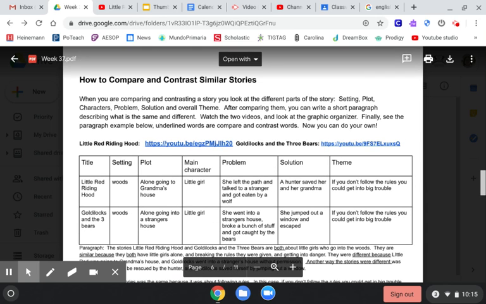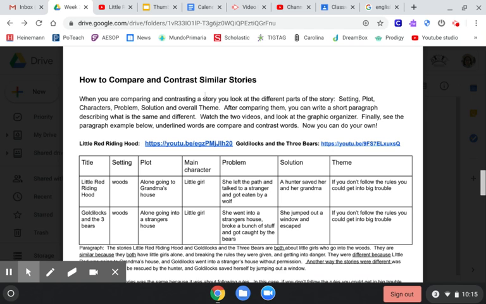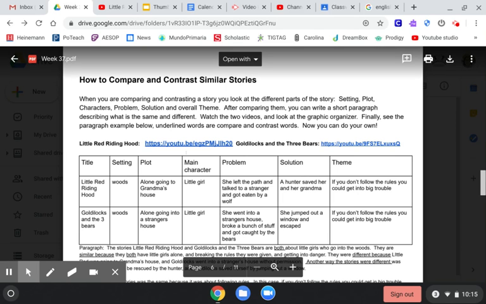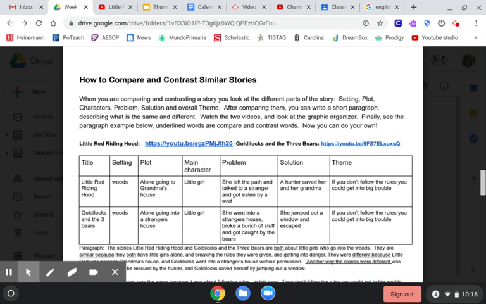Okay, so when you're comparing and contrasting a story, you look at the different parts of the story. So you look at the setting, you look at the plot, you look at the character, you look at the problem, the solution, and the overall theme. After comparing them, you can write a short paragraph describing what is the same and different in each story. So watch the two videos and look at the graphic organizer. Just how I said, we're going to pretend that we have already watched these two videos. Finally, see the paragraph example below, underline words that are compare and contrast words. Now you can do this on your own.